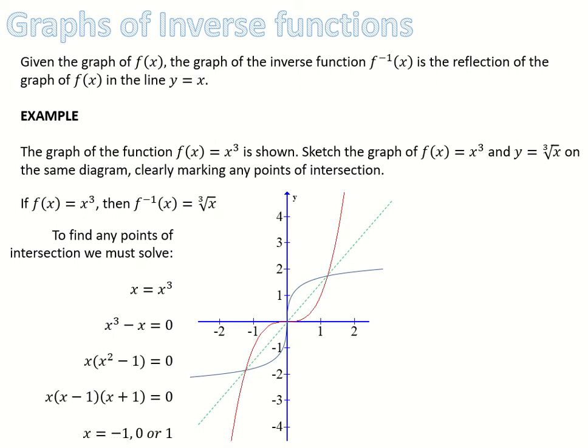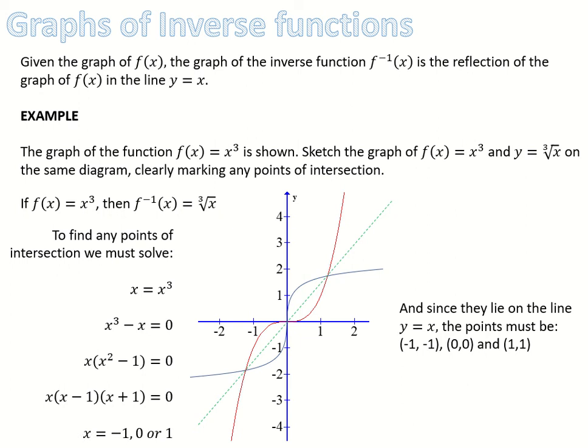Obviously, that's just the x values, and we want to find the y values as well because we're looking for coordinates. But because we know that's on the line y equals x, then we know it's just going to be minus 1, minus 1, 0, 0, and 1, 1. And we can clearly mark them on the actual graph.